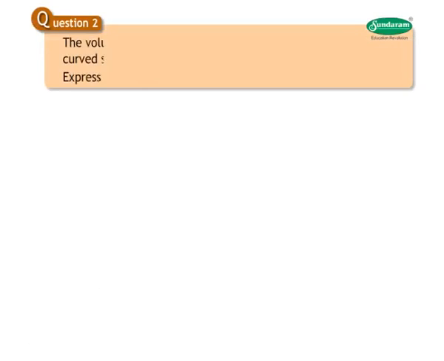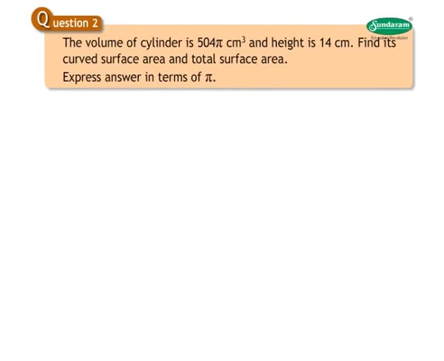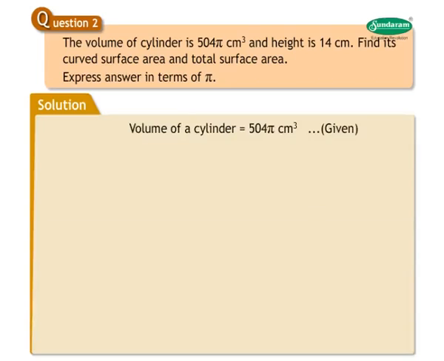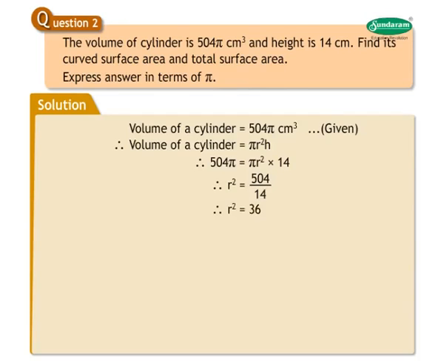Number 2. The volume of a cylinder is 504 pi cubic centimeter and height is 14 centimeter. Find its curved surface area and total surface area. Express answer in terms of pi. Solution. It is given that volume of cylinder is 504 pi centimeter cube. Volume of cylinder is pi r square h. Therefore, 504 pi is equal to pi r square into 14. Therefore, r square is equal to 504 upon 14. Therefore, r square is equal to 36. Thus, r is 6 centimeter.